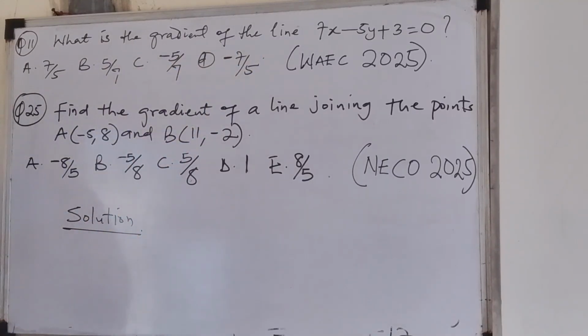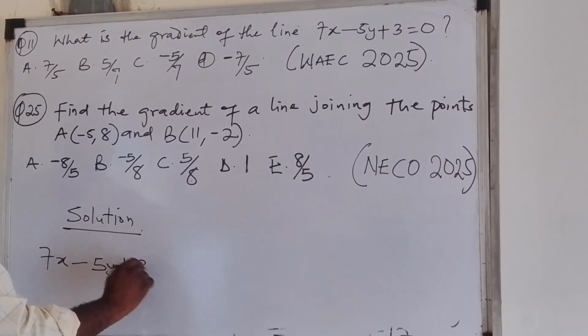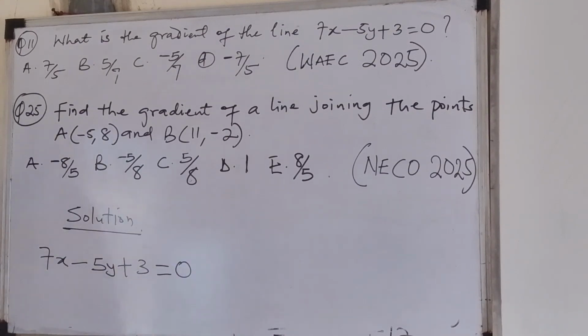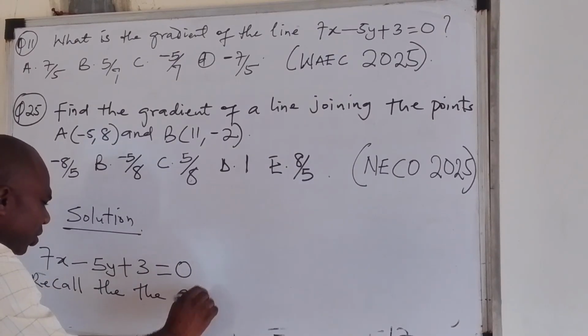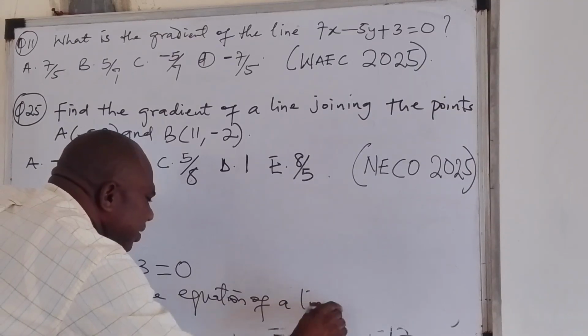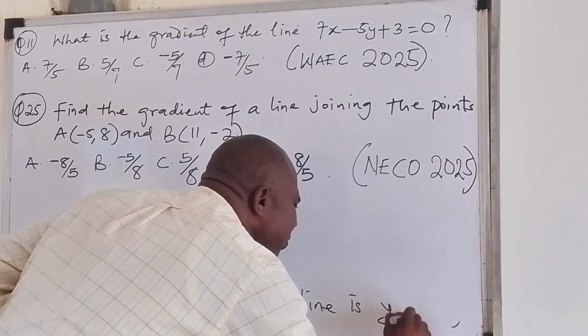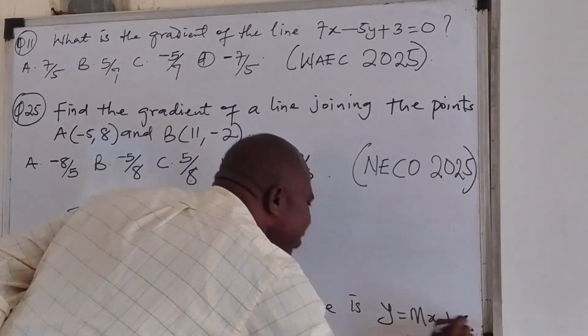Here, they gave us the line. They say, what is the gradient of the line? Now, the line is 7x minus 5y plus 3 is equal to 0. Now, recall that the equation of a line is y is equal to mx plus c.